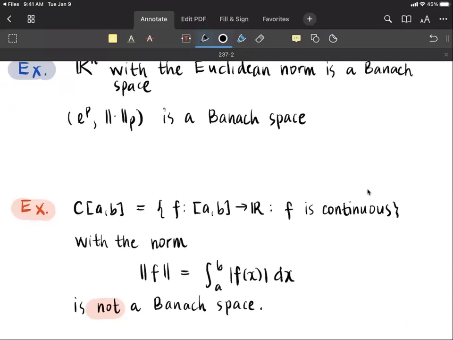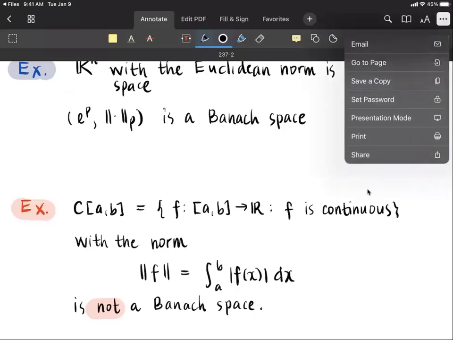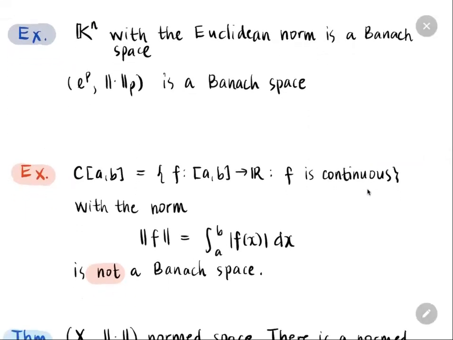An example of a norm space that is not complete is the following. Denote by C[a,b] the set of all functions on the closed interval [a,b] to R, where C here means that f is continuous. So this is just the set of all continuous functions on the closed interval [a,b]. Let us define the norm of f as the integral of the absolute value of f.